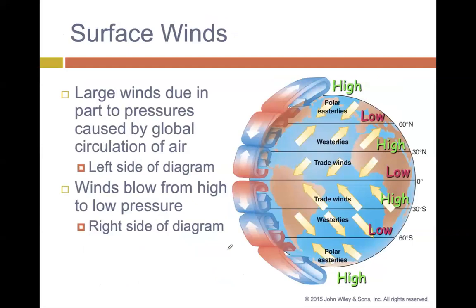Surface winds. So these are large winds due in part to pressures caused by the global circulation of air. And the left side of the diagram shows these surface winds kind of circulating hot and cold air. Wind always will blow from a high to low pressure, as you can see on the right side of the diagram.